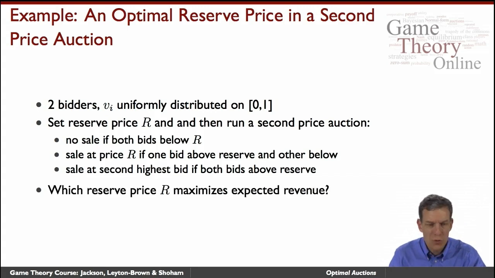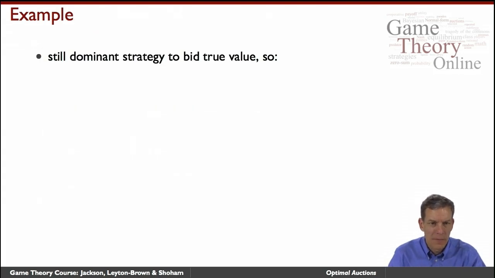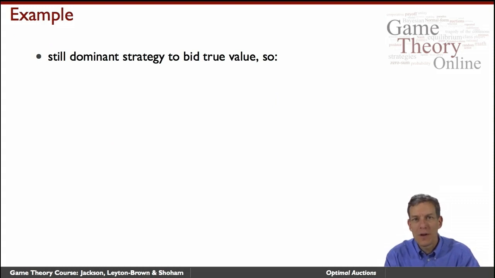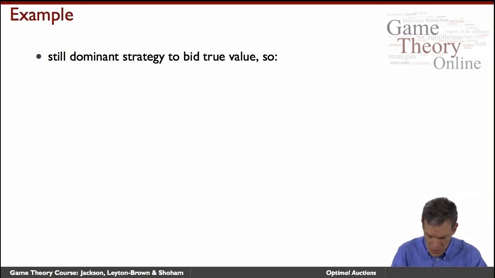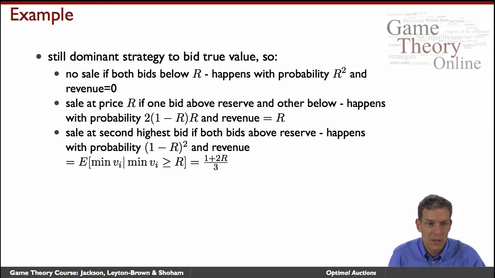And which reserve price is going to maximize the expected revenue? So let's take a look at that. First thing to note, it's still a dominant strategy to bid your true value. And in fact, you could think of the reserve price as just like a third bidder in this case. And so from any bidder's perspective, you still want to be bidding your true value if it's a second price auction, where you think of this reserve price as if it's just a fixed bid out there. You just happen to know what one of the bids are. It's still a dominant strategy to bid your true value. So that makes our life easy in terms of the analysis.